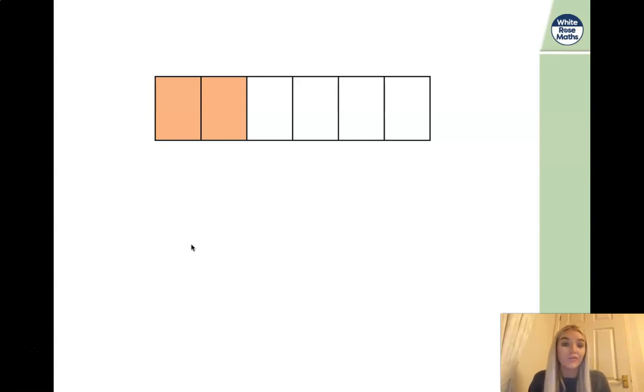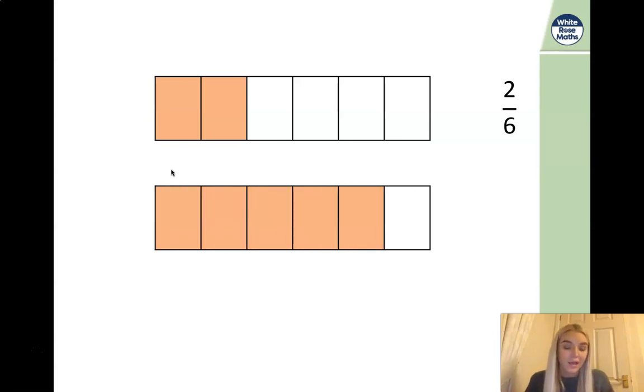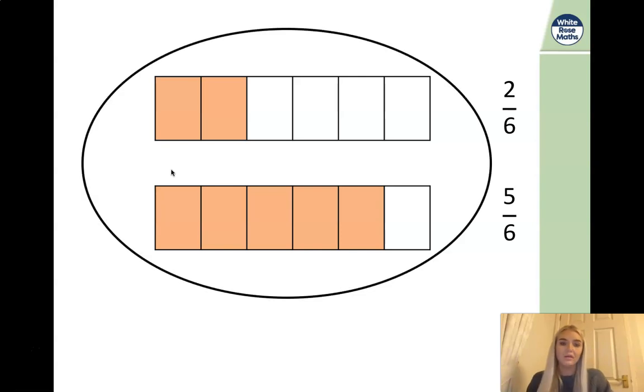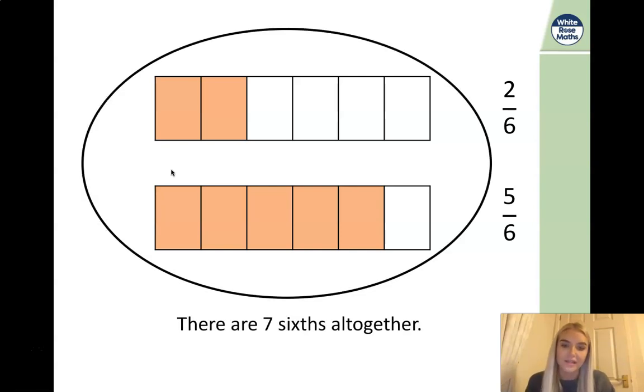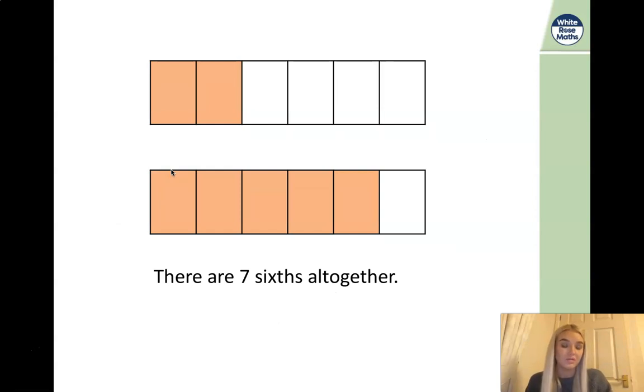So this time we have one whole, but it isn't actually, the fraction doesn't show one whole, does it? The fraction actually shows 2/6 because we've got 2 of the parts shaded out of 6 altogether. Now this bar here shows 5/6. Now altogether we have got 7/6. But what we could do is work out how many wholes we have and how many sixths we have. So look at what I can do now.